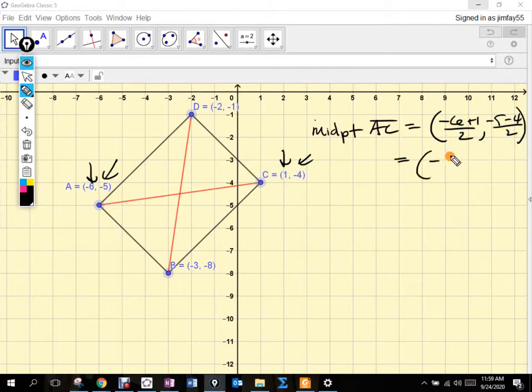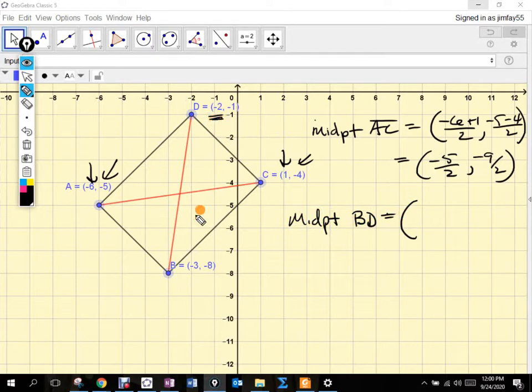That's going to give you, I'm going to leave them as fractions, negative 5 halves, and it's going to give me negative 9 halves. Everybody okay with that? Okay. Now, I'm going to do the midpoint of BD.